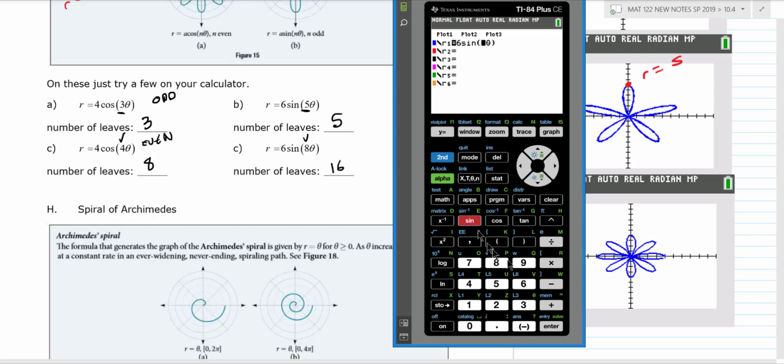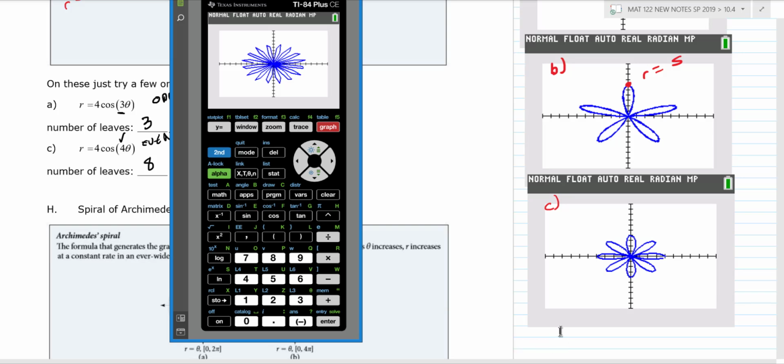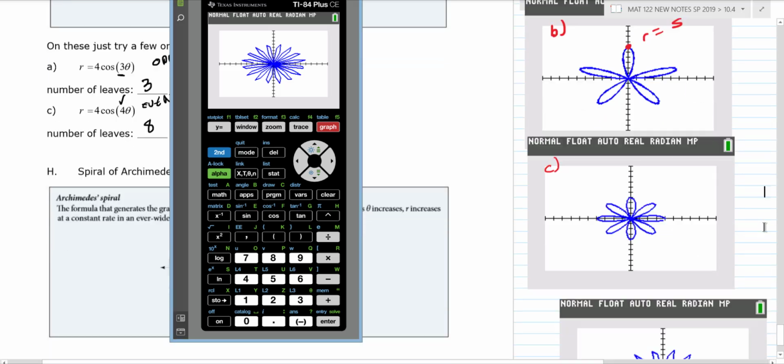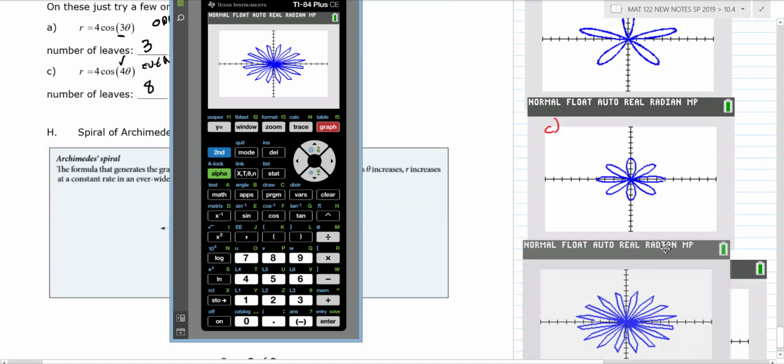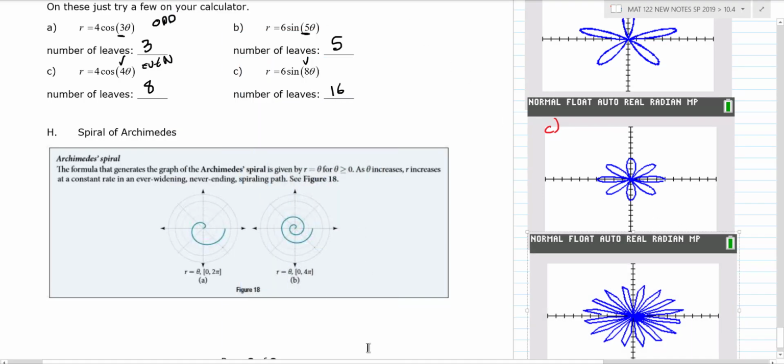This would be 6 sine 8 theta. Look at that, that's got 16 leaves. Okay, like that. Isn't this cool? This stuff's great. Looks like the little toy I used to play with called a spirograph. I love these polar graphs. So that's kind of how that looks, all right?